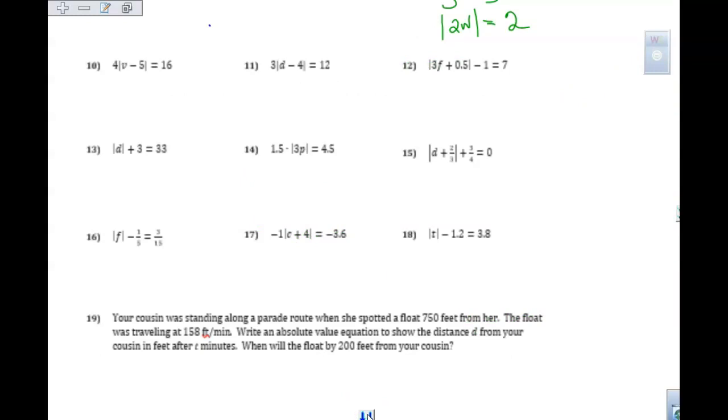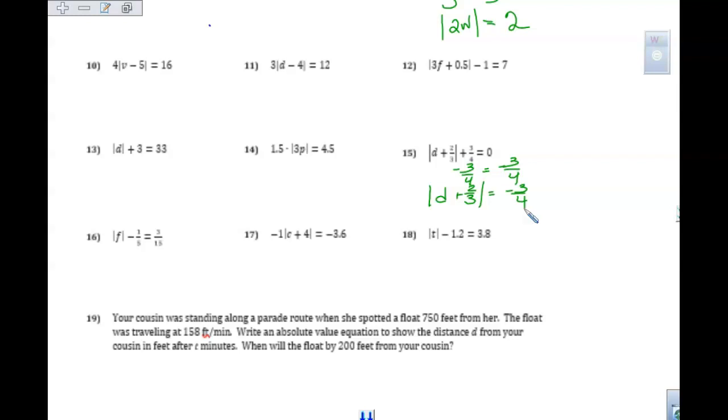So we start with 15. Does it look like we should be able to solve 15? Okay, so let's do it. First step, how would you do it? Minus the 3. Yeah, minus the 3. So I have absolute value of d plus 2/3 equals negative 3/4.